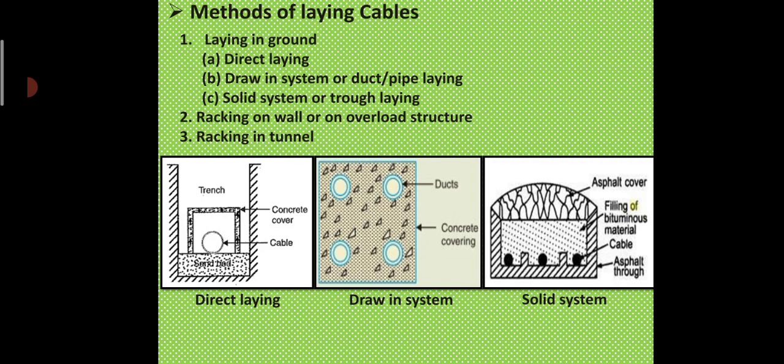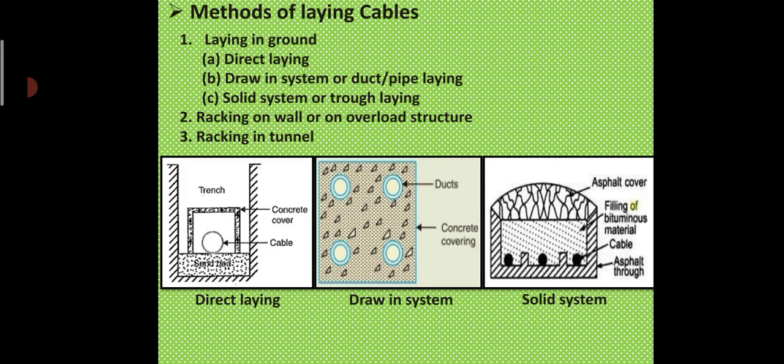In direct laying, the cable is laid directly under the ground. A bed of sand 100 mm thick is provided. Cable is laid on this sand. Sand prevents the entry of moisture from the soil into the cable. Bricks are placed on the sides and above the cable, then the trench is filled with soil. Where more than one cable is to be laid, a distance of 400 mm has to be kept in both the horizontal and vertical directions. This prevents the effect of heating of one cable on the other.